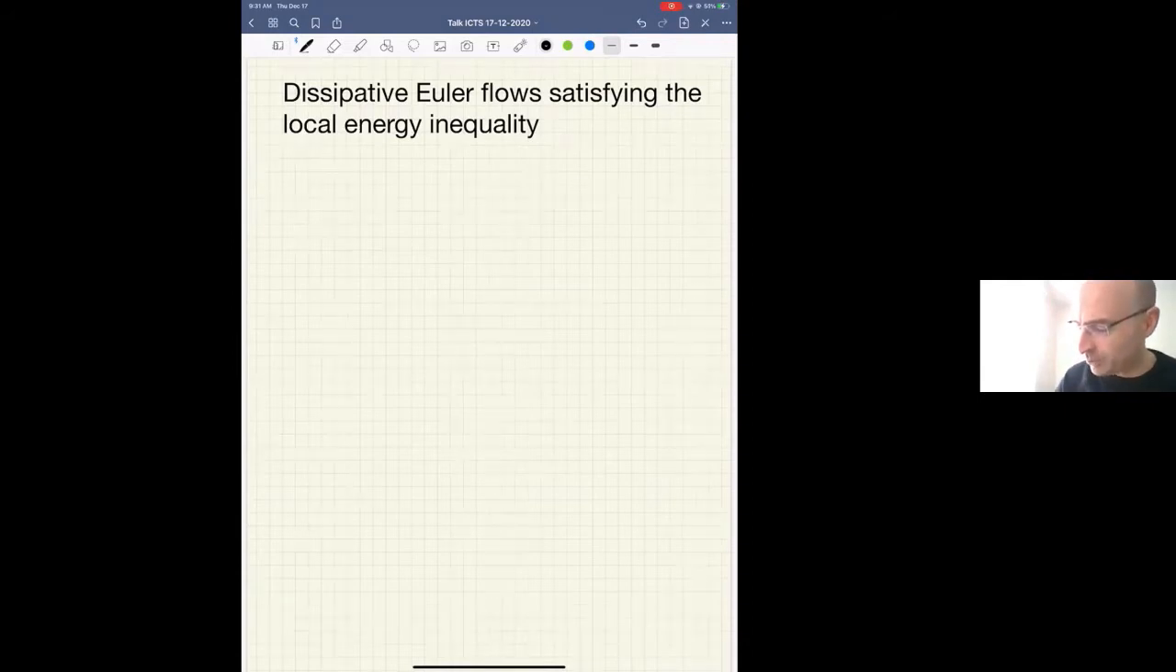Okay, so let me start with something that has already been said several times in many of the talks. I'm starting off with the incompressible Navier-Stokes equation, which I'm writing over here. And I'm going to consider the three-dimensional case.